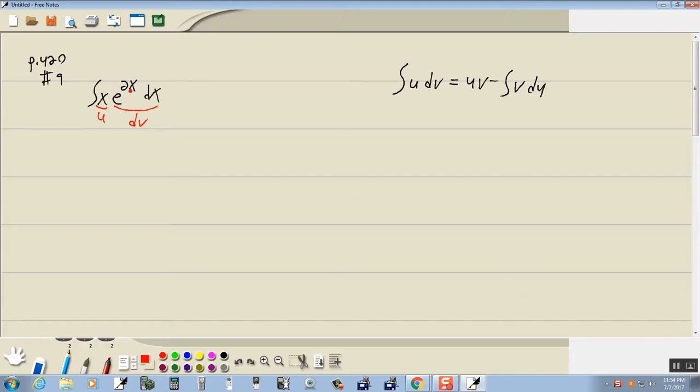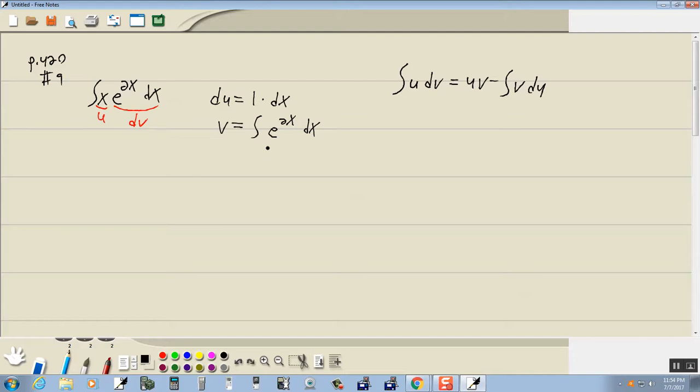If I take the derivative of e to the 2x, it's e to the 2x times the derivative of 2x. So that will not disappear if I take the derivative of it. That's why I said this was u. Now for our formula, we need du. The derivative of x is 1, and then I have to put on a dx. I also need v. And v you get by taking the integral of e to the 2x dx.